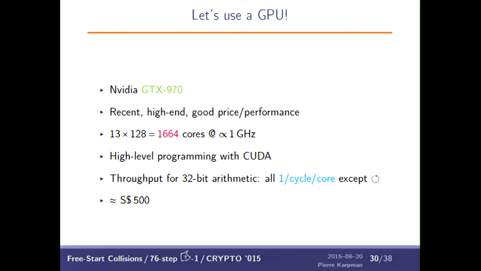The nice thing with NVIDIA GPUs is that they allow high-level programming with the CUDA framework. But usually NVIDIAs are supposed to be less efficient for crypto programs. Actually this one is quite nice because for all of the instructions we need, basically 32-bit arithmetic, you can have a throughput of 1 instruction per cycle per core. So optimally, you can really use all of these 1664 cores at the best. The only exception is the rotation, which is a bit unfortunate because we have quite a few rotations in the computation. But it's still quite nice in our opinion. And it's also quite cheap, 500 Singapore dollars. You can make the conversion in whatever currency you're using, but we bought this one in Singapore.